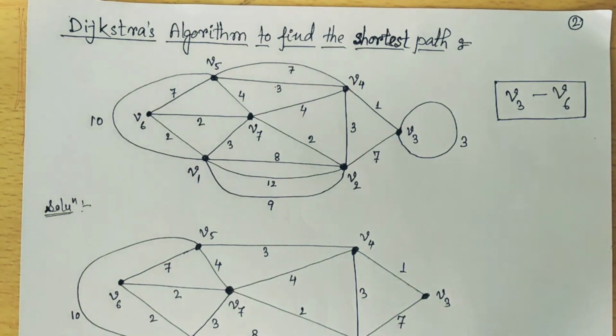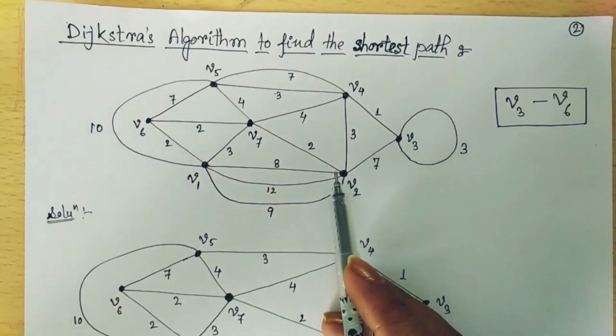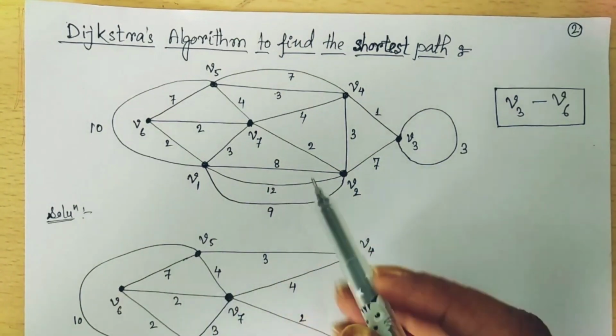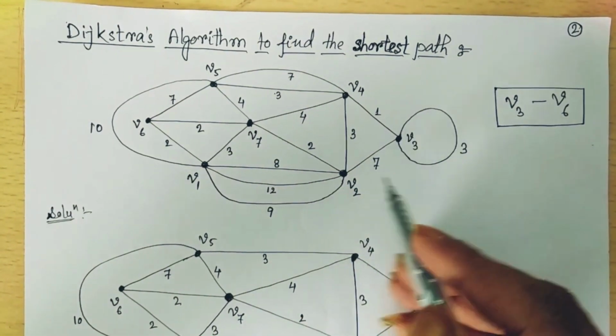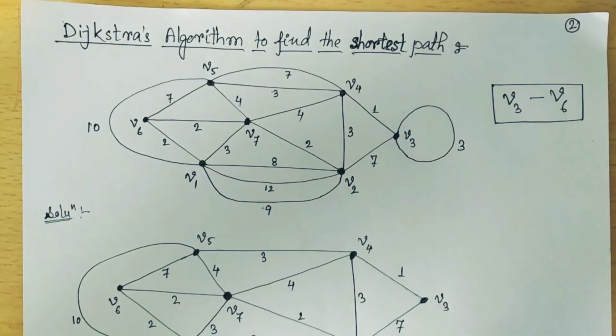So how to apply this algorithm? Initially this one is the graph given. In this graph, it is a weighted graph, and look here, the self loop and even the parallel edges are also given. For the path, no self loop and no parallel edges are required. That's why initially we simplify the given graph.